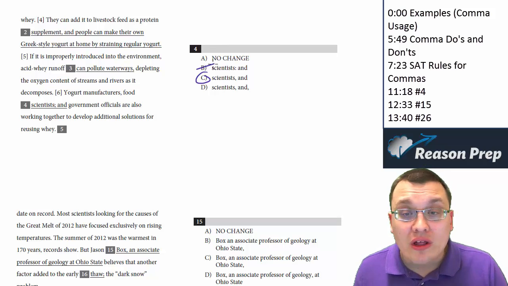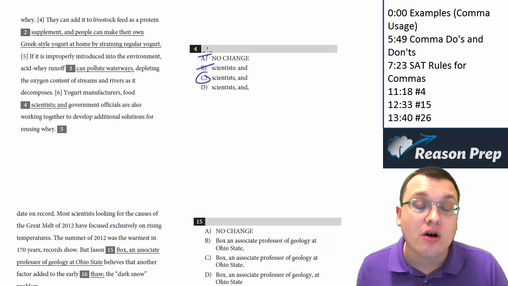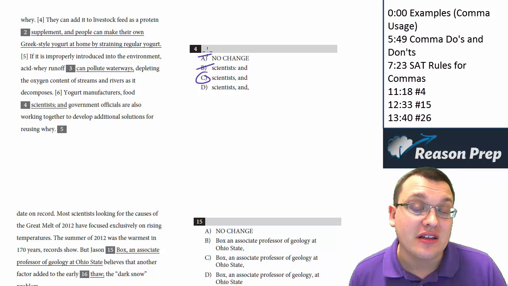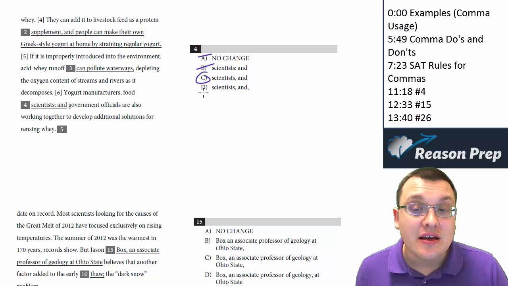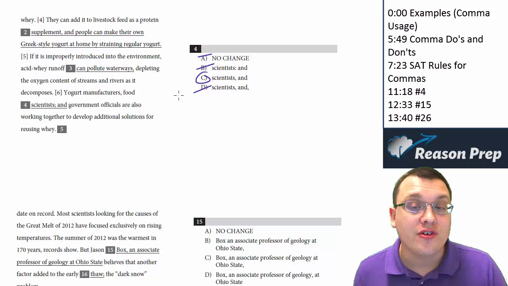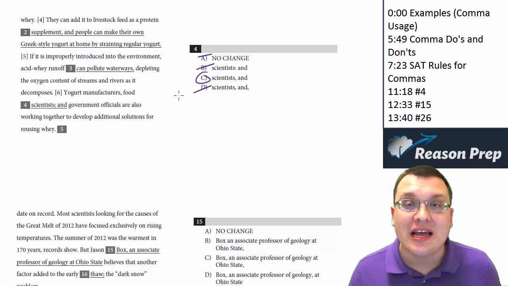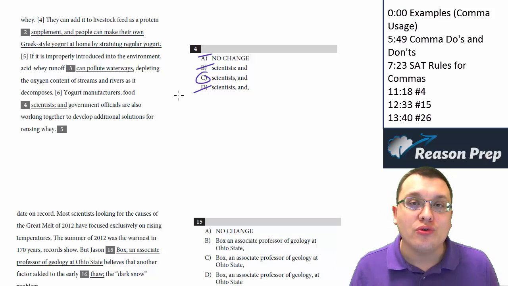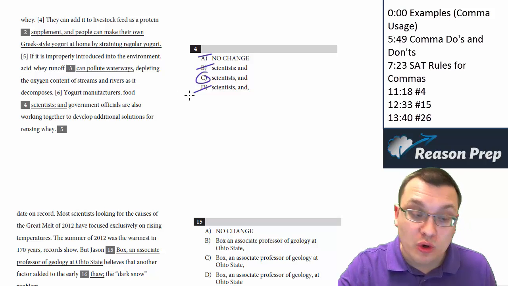B uses a colon. Again, we can't use a colon or a semicolon unless that first sentence at the very least is a complete sentence. D is good because it uses a comma, but then it throws a comma after "and." And we saw this explicitly in one of the examples. You don't need a comma after the "and" to complete your list. So this one would be C.